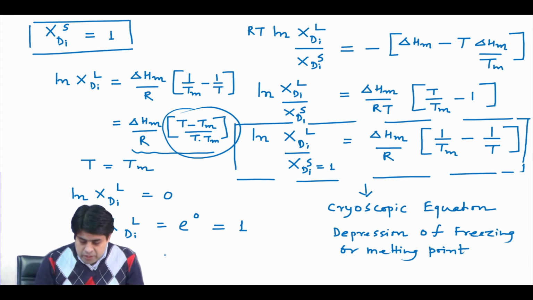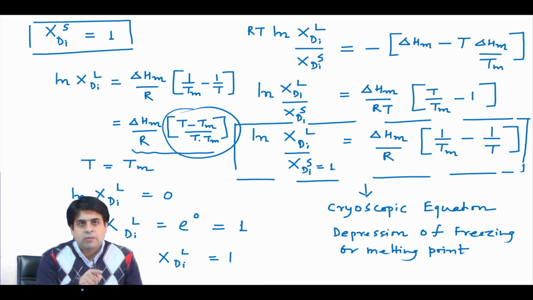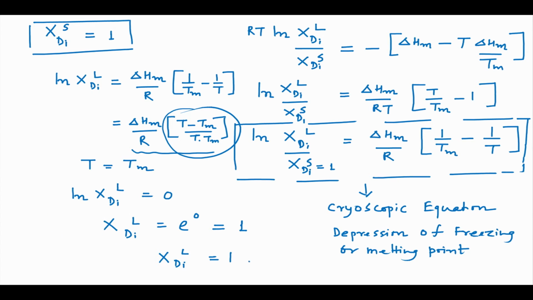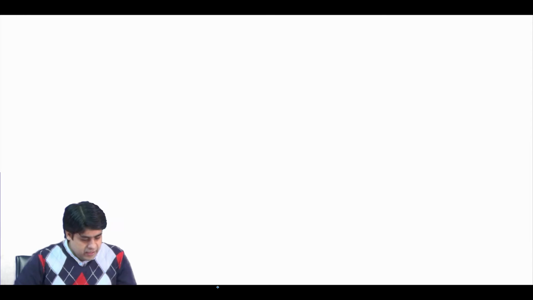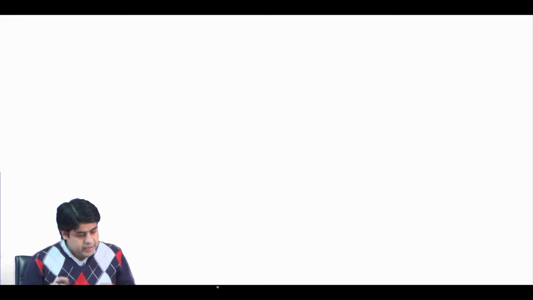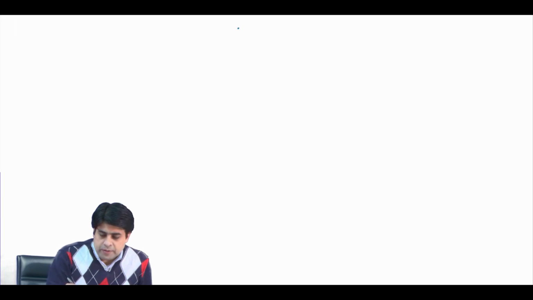So, in this situation your x diopside in liquid will be 1 when you have diopside as a pure phase and your T m is equal to T. Okay. So, in that condition you will have this kind of scenario. Okay. Let us take another example. So, we take a second example, and in the second example, suppose this x diopside in liquid should be less than 1.